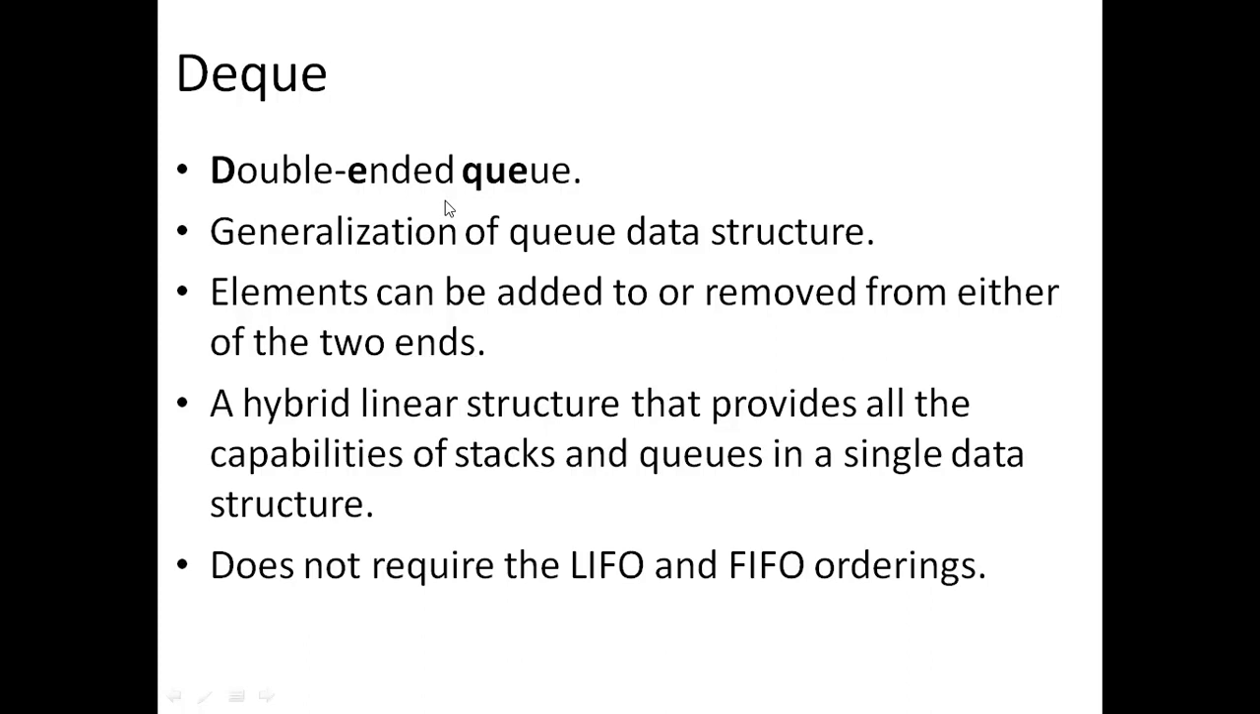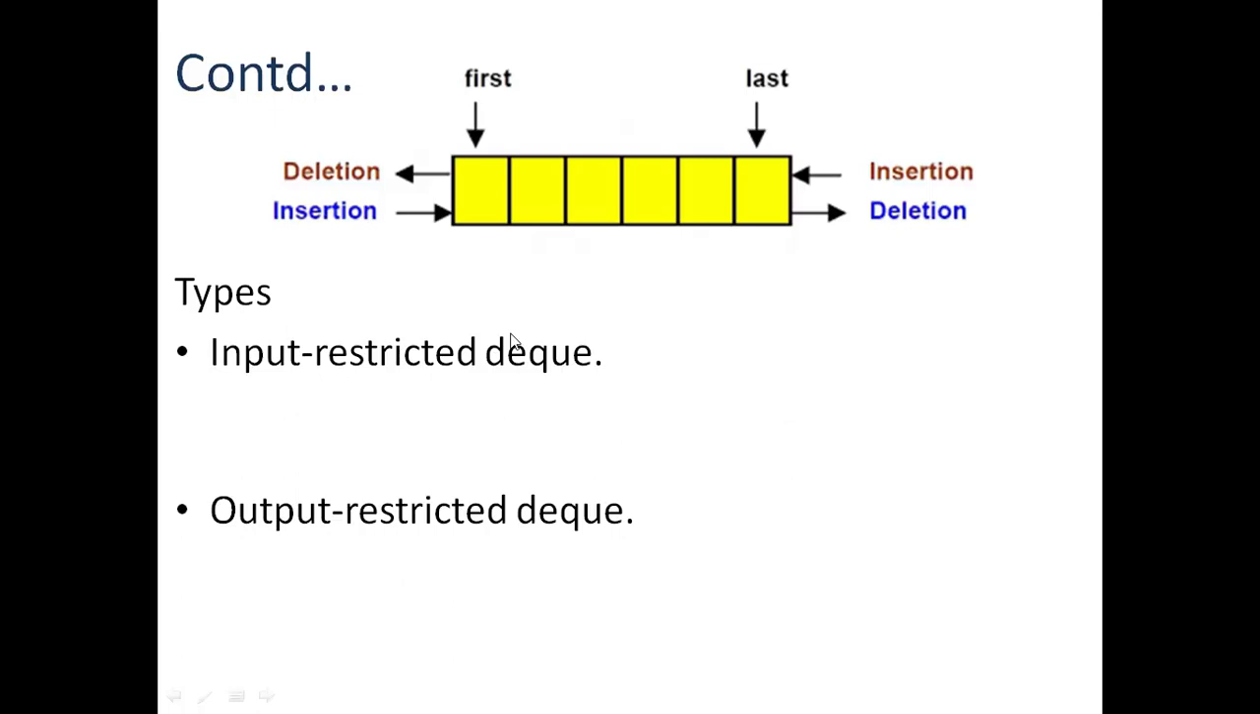The task of enqueuing as well as dequeuing can be performed at either of the two ends in a dequeue data structure, which thus provides it the capability to be used as a stack as well as a queue. Dequeue is of two types: an input restricted dequeue and an output restricted dequeue.